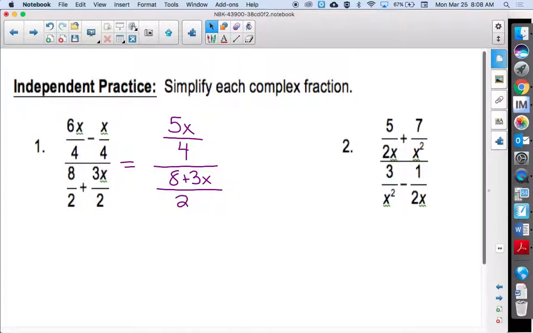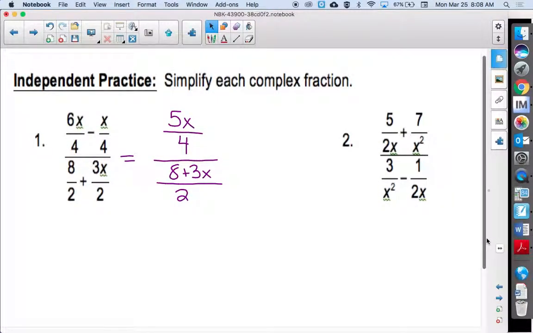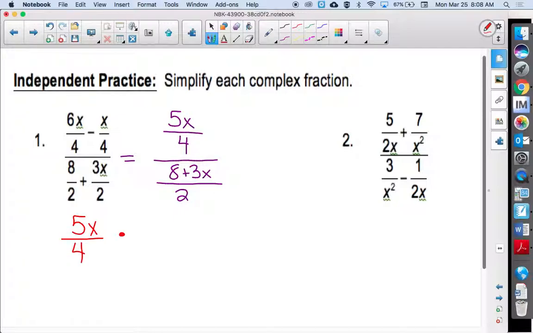And then division is really multiplying by the reciprocal. So keep the top the same. Multiply by the reciprocal of the denominator. This line is really our division bar, so whatever follows it, we're taking the reciprocal of. So now this is 2 on the top, 8 plus 3x on the bottom.